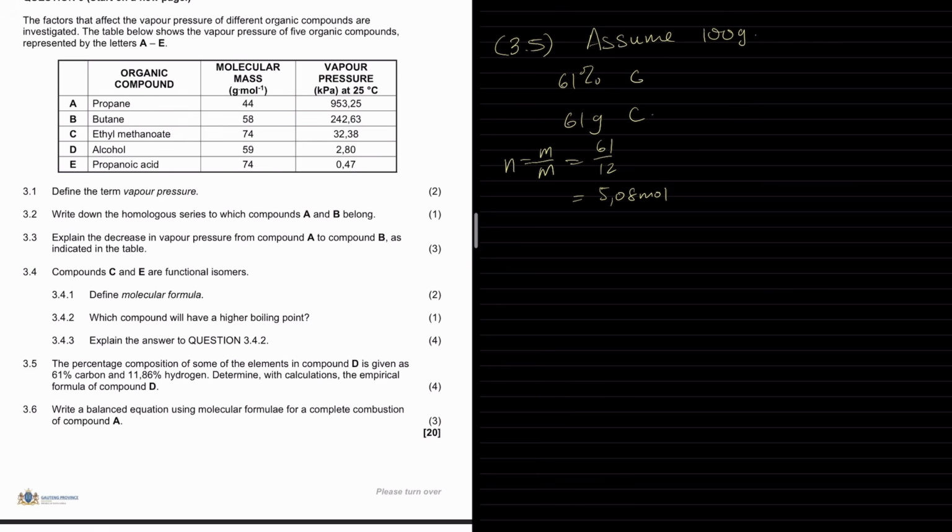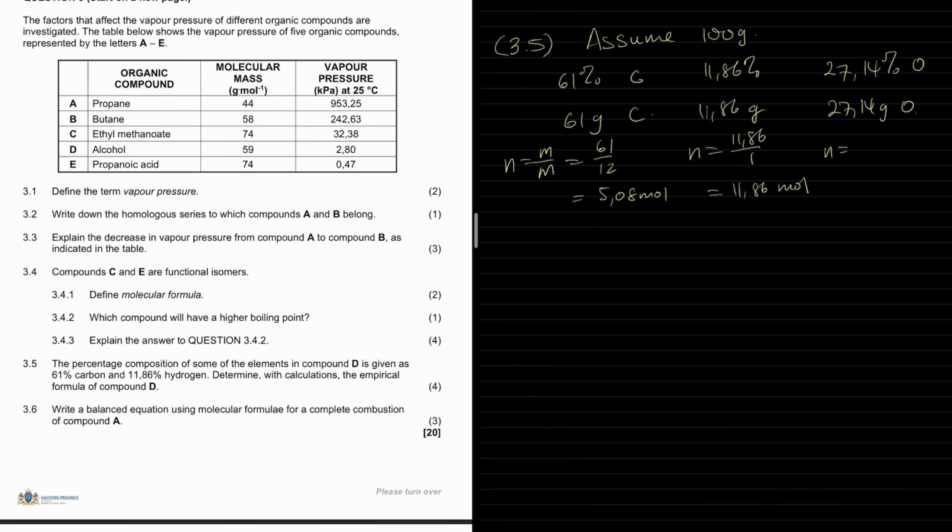Now we can do the same for the other elements as well. So hydrogen is 11.86%, which means it's 11.86 grams. The number of moles is going to equal 11.86 divided by 1, which is 11.86 moles. And they tell us that some of the elements of compound D is an alcohol. Alcohols have oxygen as well. So that means the last element must be oxygen. So the balance of the percentage, so 100 minus 11.86 minus 61, is 27.14% oxygen. That means 27.14 grams of oxygen.